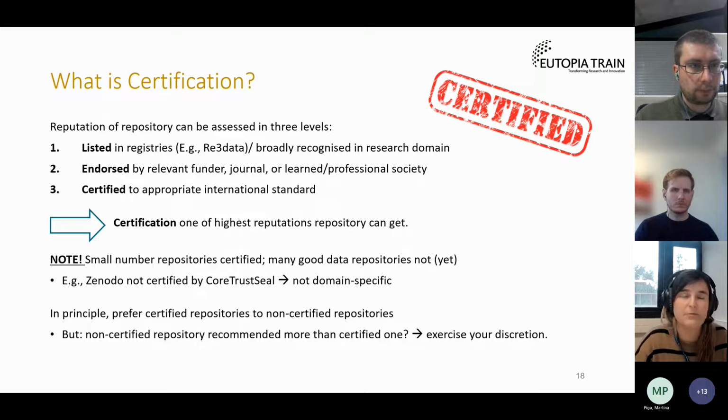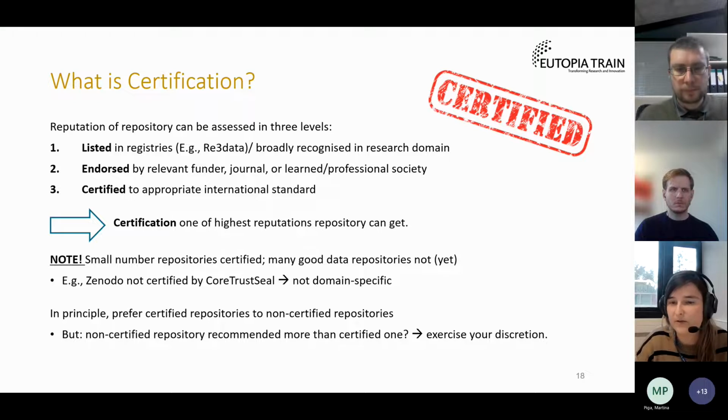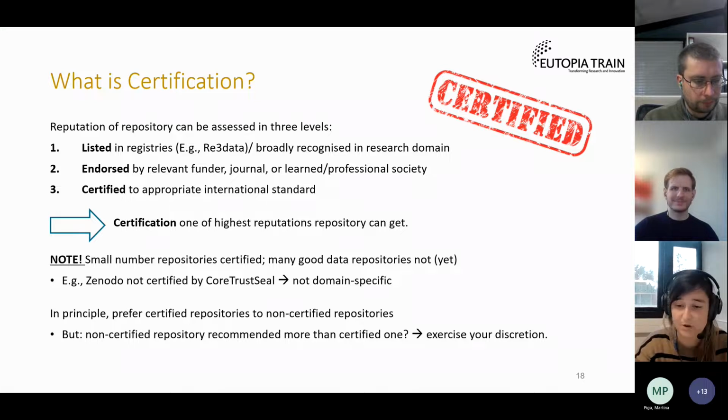If, for instance, a certain kind of repository is more used in your scientific field, think about that one too. Exercise your own discretion. Talk to your data stewards. Talk to your institution. They will help you with these questions, of course.